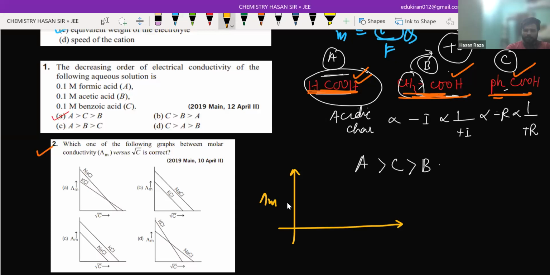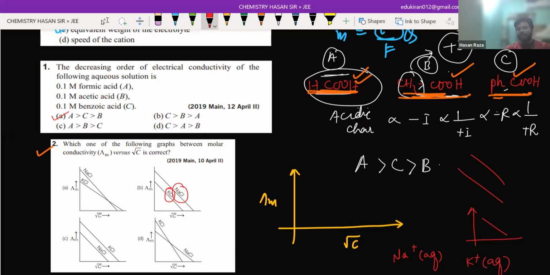You can see this is your lambda m, this is your root C. Now you can easily recognize this is your NaCl, this is your KCl, which is a strong electrolyte. If it is a strong electrolyte, the graph will be a straight line downward. You have done this in class. Now NaCl and KCl will be dipped in water, so it will be Na plus aqueous and K plus aqueous. You know hydration enthalpy is inversely proportional to size. The one which has a smaller size will have the highest hydration enthalpy.